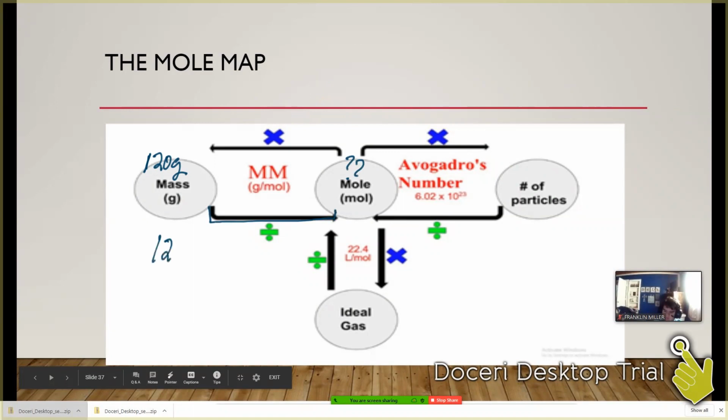So I would have done my 120 grams, and I would have divided it by the molar mass. And once again, the molar mass would have been 40.08 because it was just for calcium, which is what we did. It's just a different way to set it up. Once again, grams cancels, and I would have come up with my same answer.